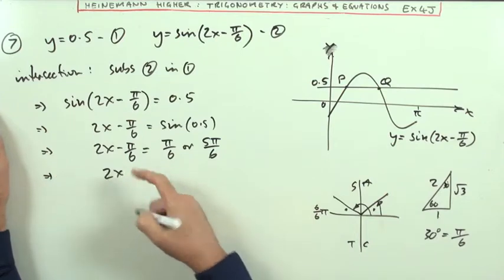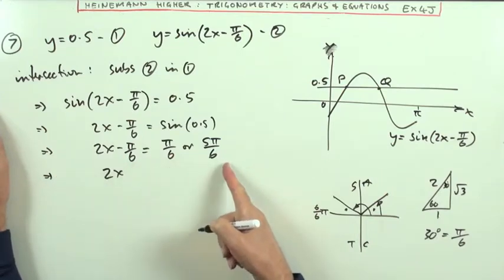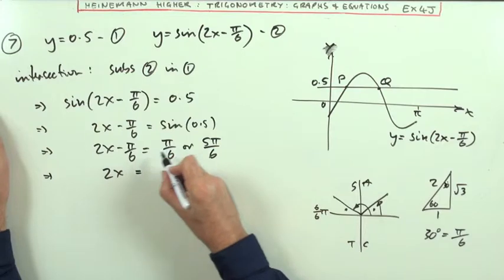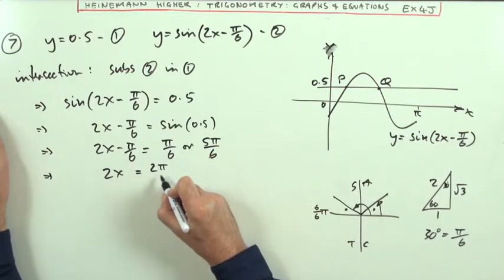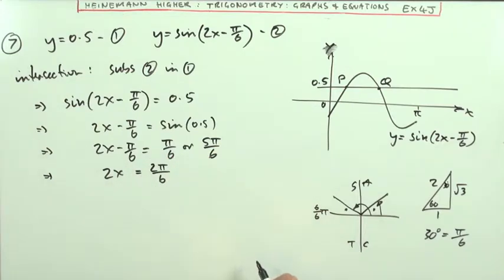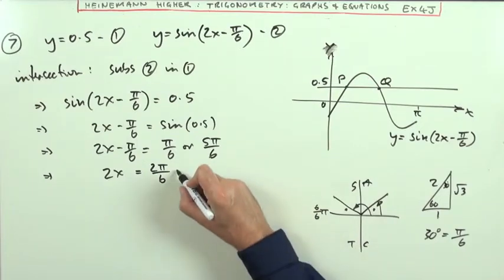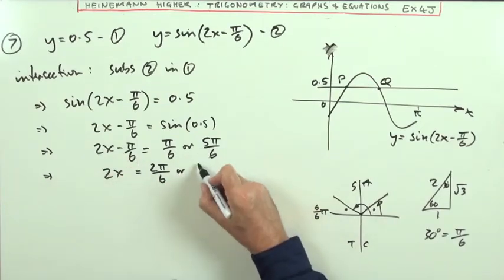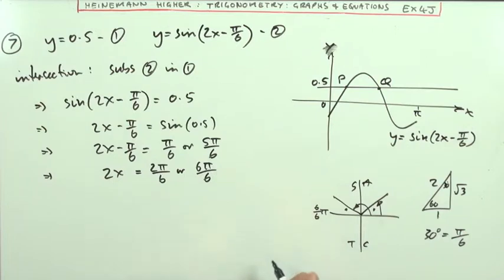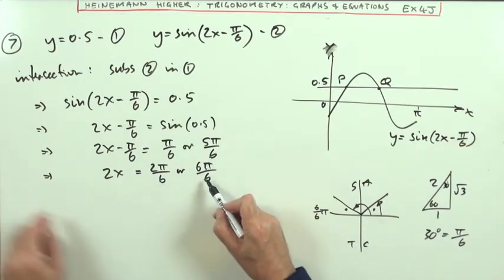Next part's going to be, take this across and add it to both of these possible answers. Pi upon 6 plus pi upon 6 is 2 pi upon 6. Yes, I know I could cancel that down to pi upon 3, but I'm not going to. Or, adding on to that gives me 6 pi upon 6. Yes, I know that becomes pi, but I'm just going to leave it that way. But, those are just two possible answers.